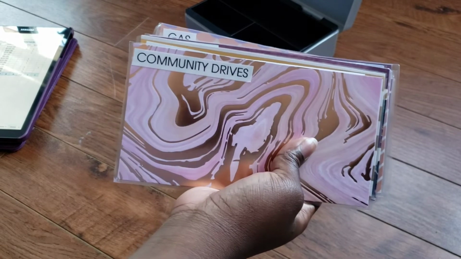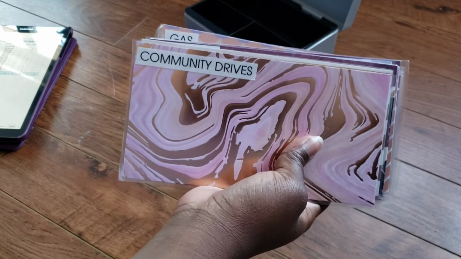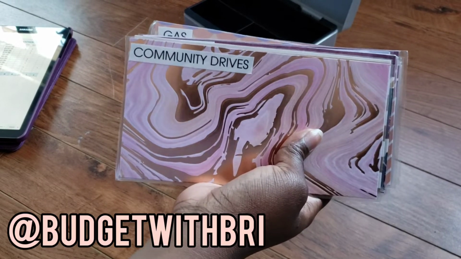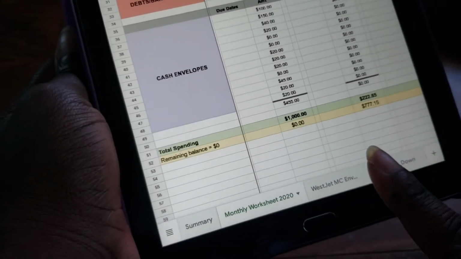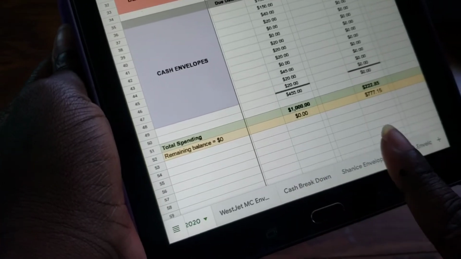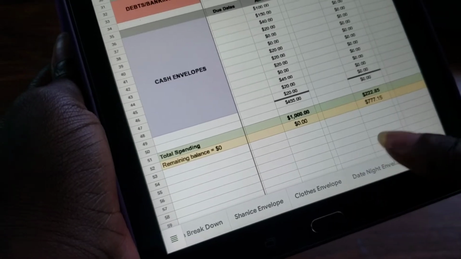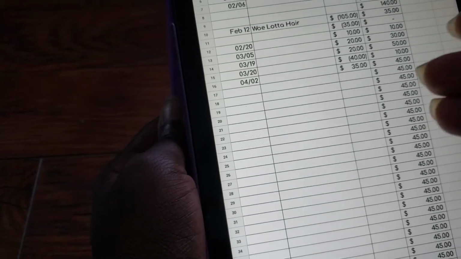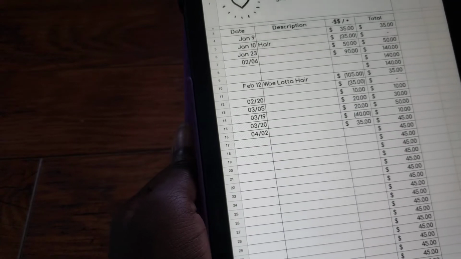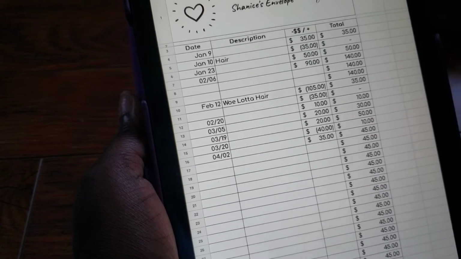Like I said, I discovered this from the Budget Mom. I follow her religiously, as well as Budget with Bree. And this has been extremely, extremely helpful. So another thing to mention is on the bottom here, each tab represents a cash envelope. So I record any ins or outs of my envelope. That way I always reconcile. That's just, I guess, the business side of me. I have to keep track of it.